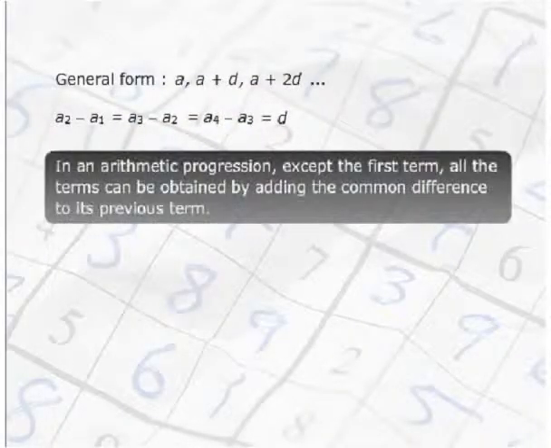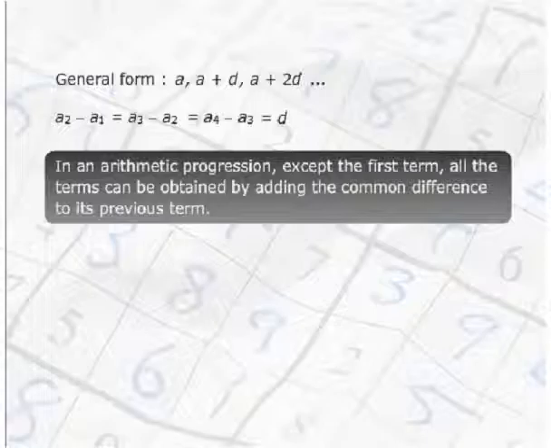So, what is the conclusion that we draw? In an arithmetic progression, except the first term, all the terms can be obtained by adding the common difference to the previous term. Understand this very carefully. We'll need this to find the missing terms. Let's look at an example.